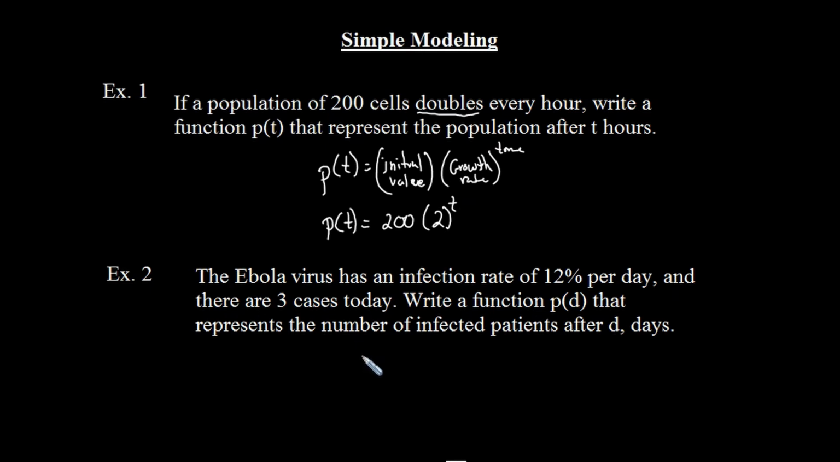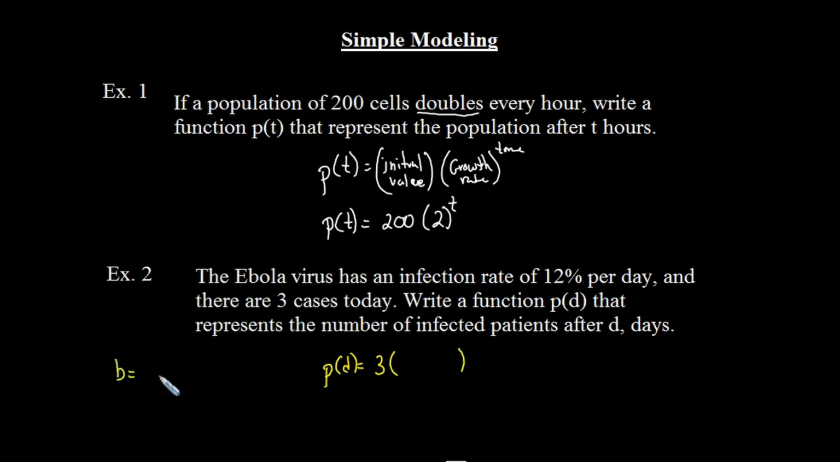And example 2 states that the Ebola virus has an infection rate of 12% per day, and there are 3 cases today. Write a function p of d that represents the number of infected patients after d days. So we will once again take p of d. We'll take our initial value, the number of cases. There are 3 cases currently. That's our initial value. It is growing at a 12% rate.